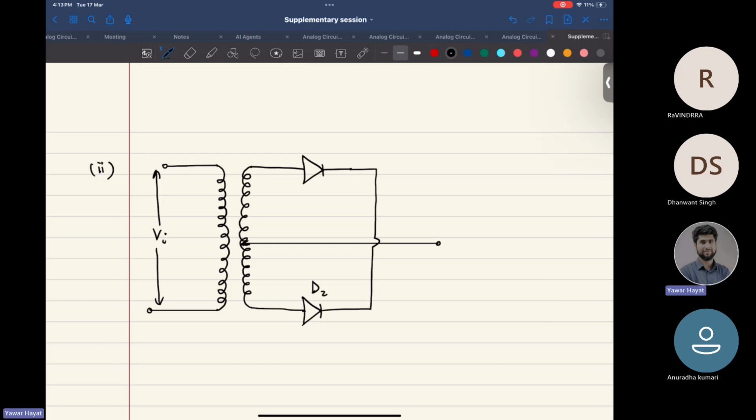This is D2. This is D1. This is VS. This is VS. Let's suppose this is my V naught, which I am interested in occurring between the terminals of the R. Now I need to find the maximum peak inverse voltage across D1 and D2.